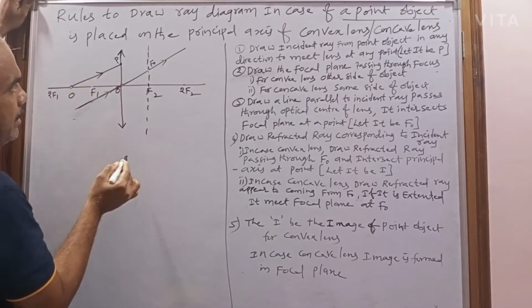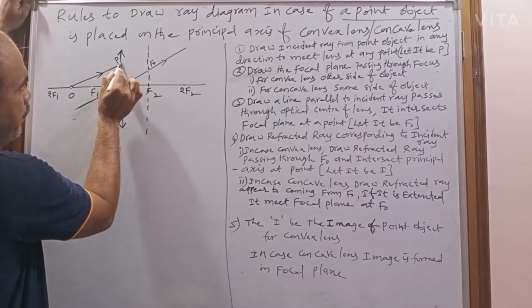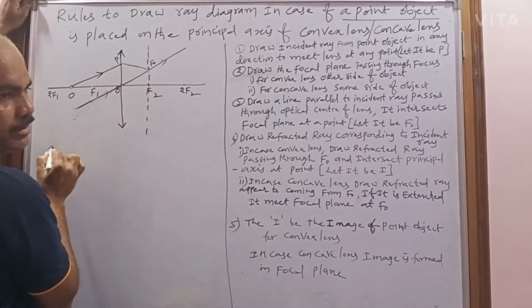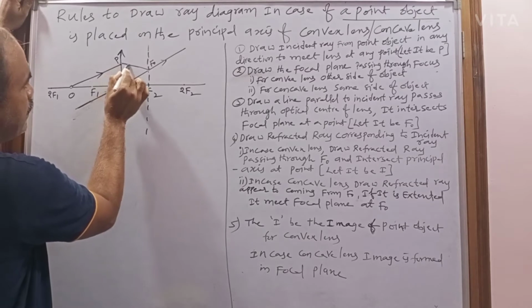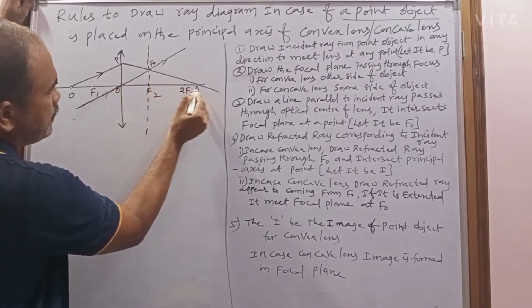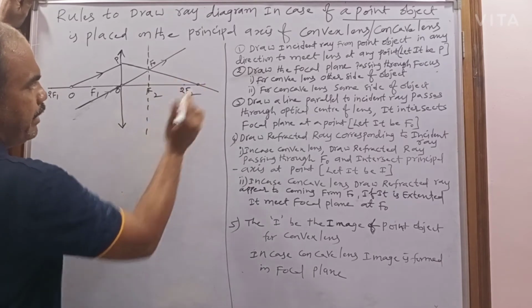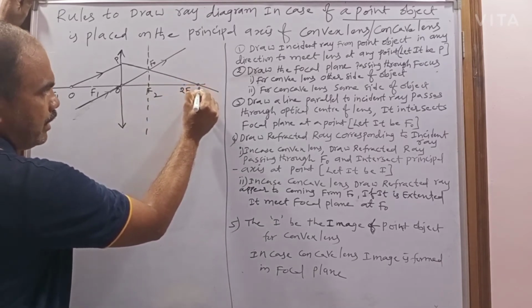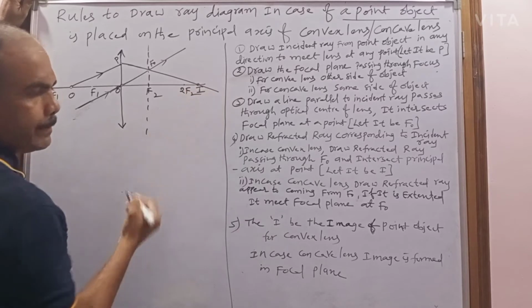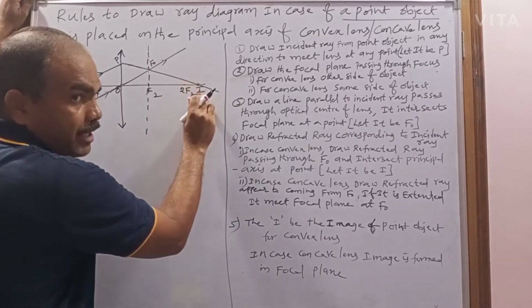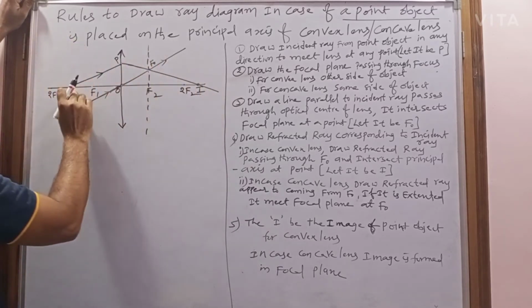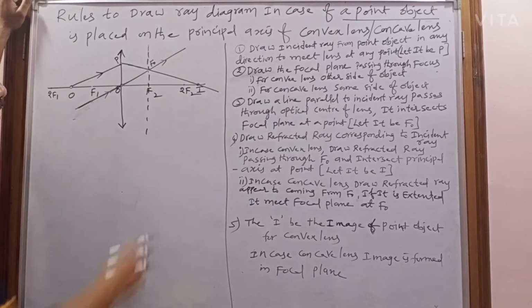How to draw it: the refracted ray must pass through f0. And after passing through f0, it will intersect somewhere on the principal axis, at a point on the principal axis. Now that we consider I. Now this I is called the image of this point object.